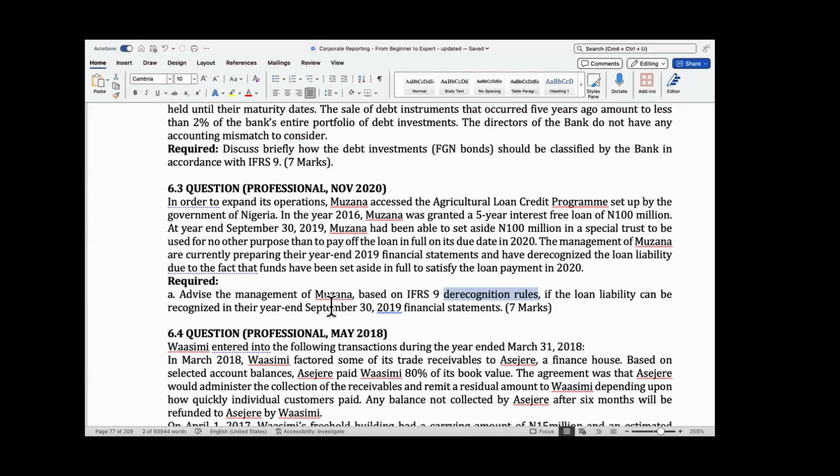I think I've given you this example before. So there's this guy that borrowed money. He collected a loan of 100 million in 2016 for 5 years.